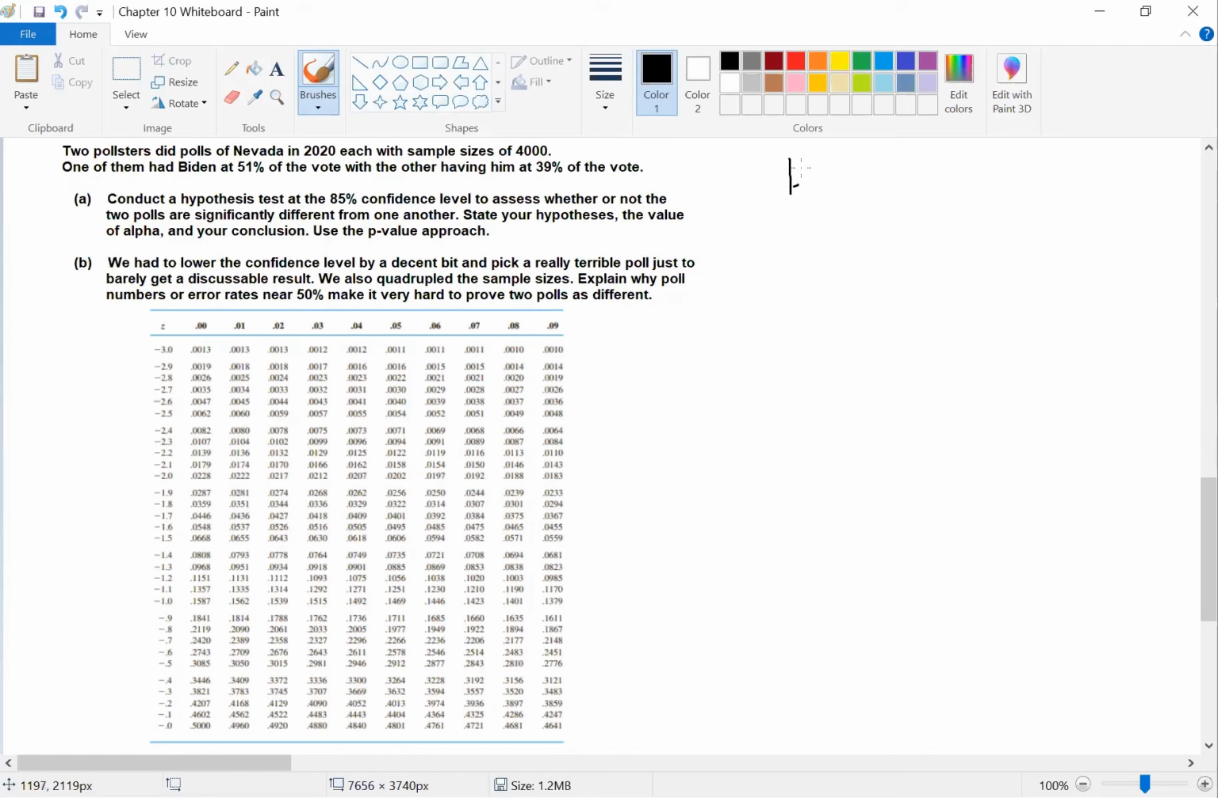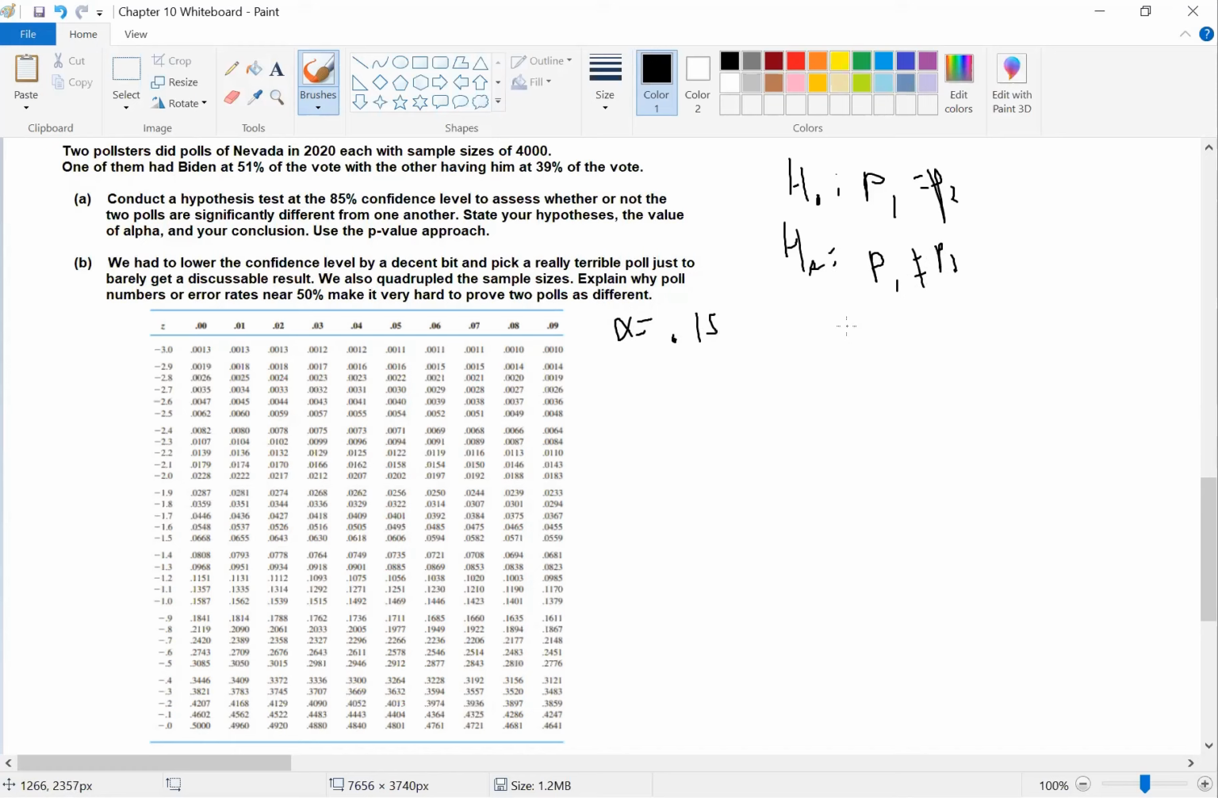First of all, we have to get our hypotheses. They're actually going to be the exact same as before because we're just trying to see whether or not they're different. So we're going to have P1 is equal to P2, and P1 is not equal to P2. We have 85% confidence, so alpha is 0.15.